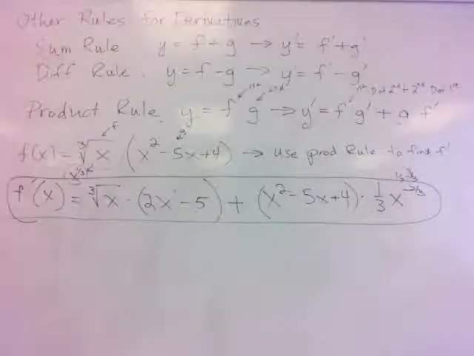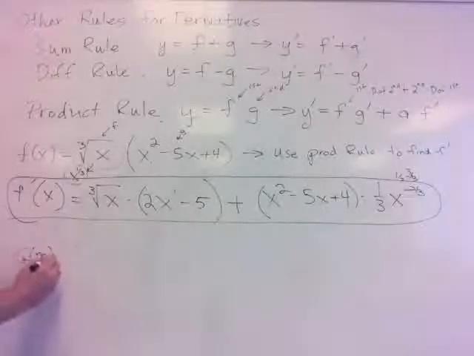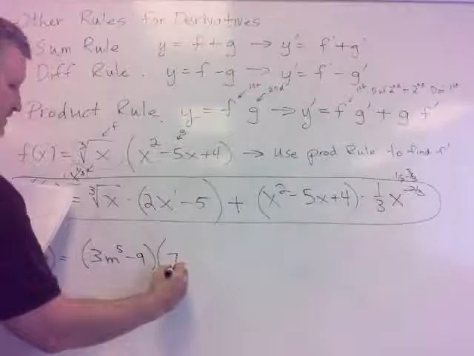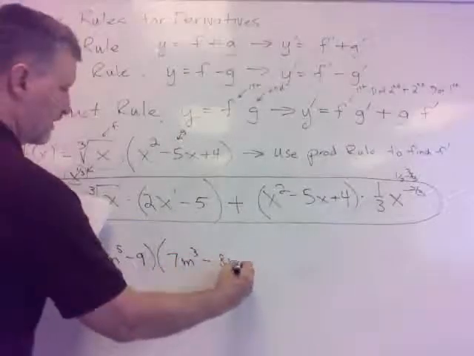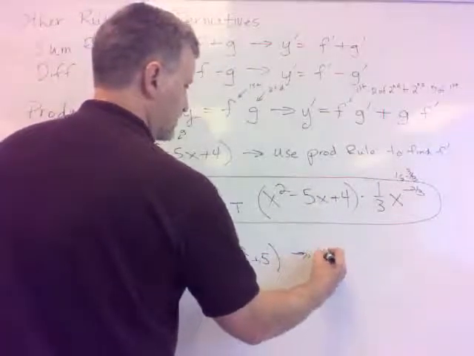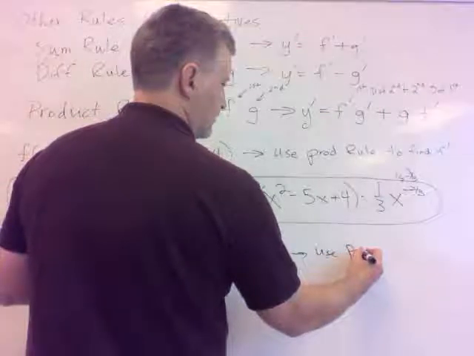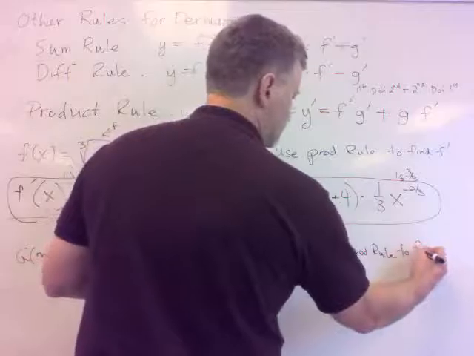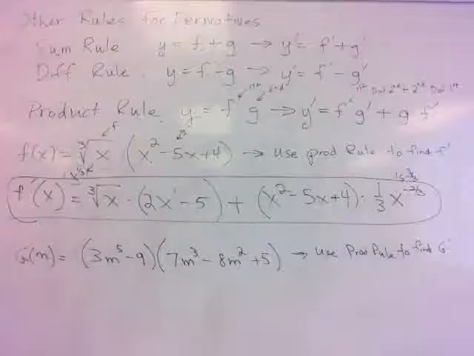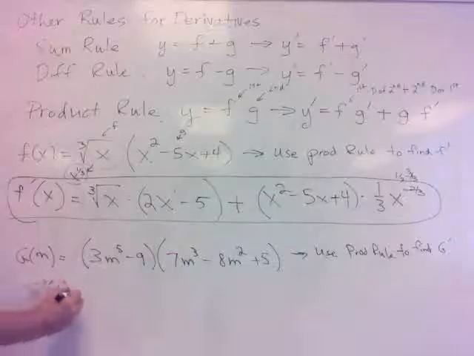Okay, let's do the same thing. Say we've got g of m equals 3m to the 5th minus 9 times 7m to the 3rd minus 8m squared plus 5. Again, use the product rule to find g prime. This one, there is another way. We'll talk about that in just a second. But g prime of m, that equals.